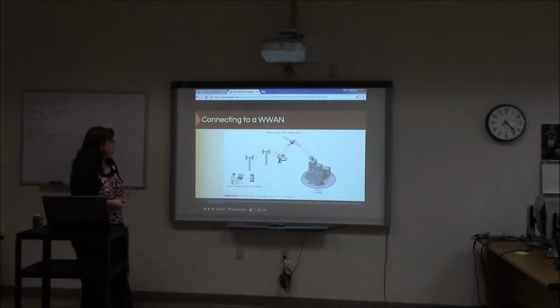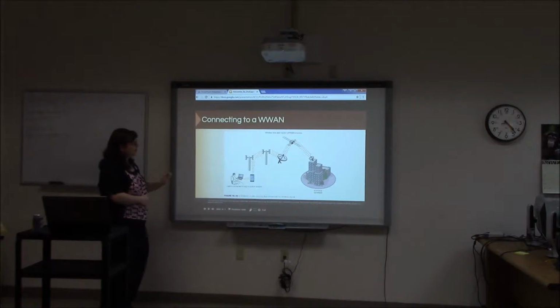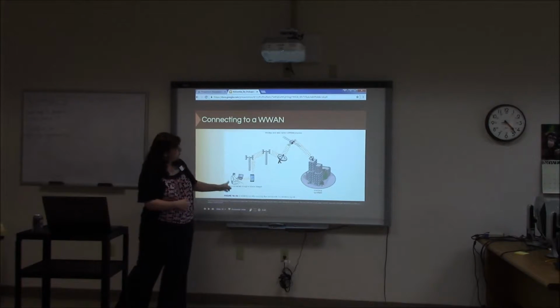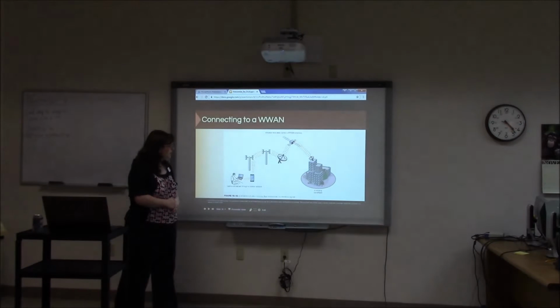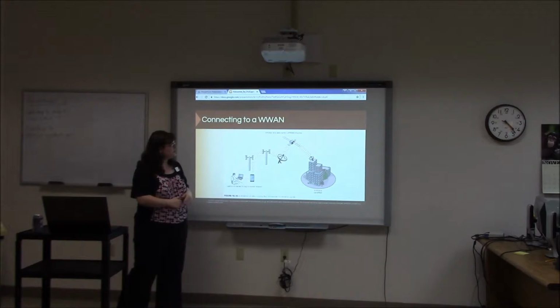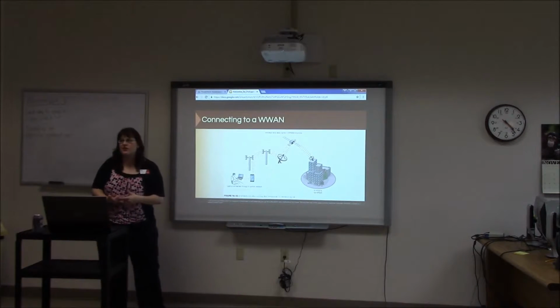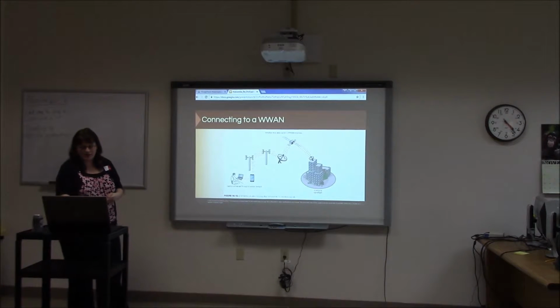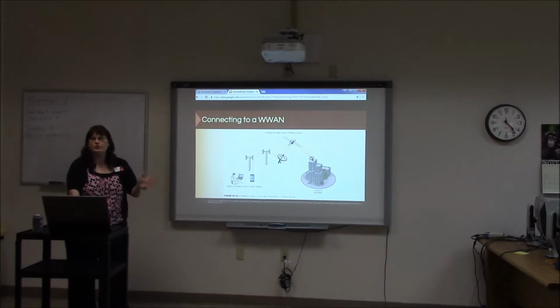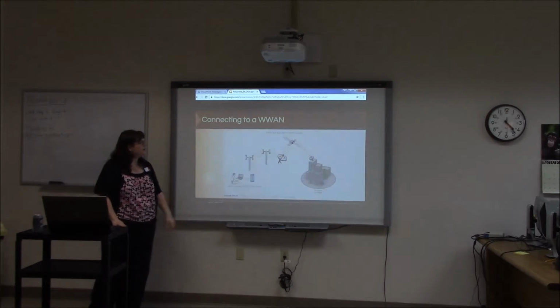When you're connecting to a wireless WAN, there are lots of different wireless points in between you and where you're going, but you're probably using some sort of satellite or a cellular hotspot to get your information across, and this is normally referred to as a WWAN, a wireless WAN.